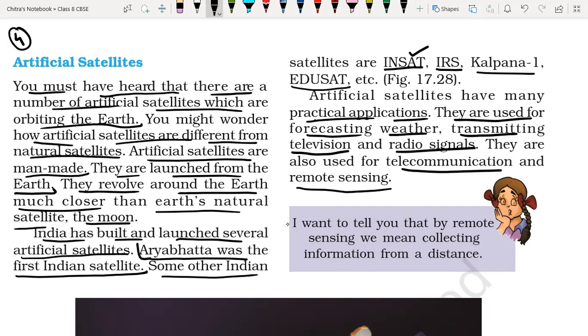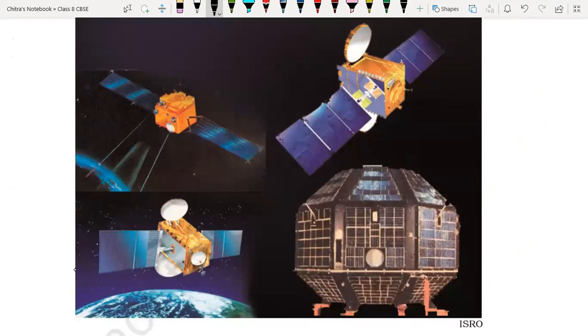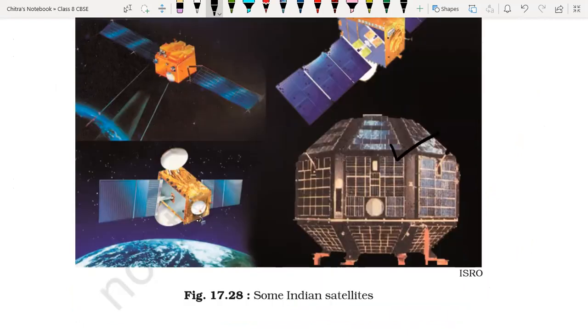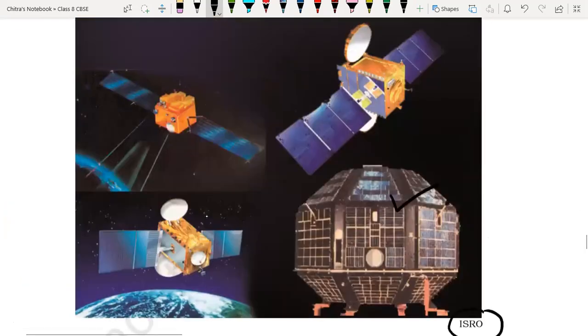So see here, this is the Aryabhatta, and these are the different satellites that we have in space. These are launched by ISRO, the Indian Space Research Organisation. So here we have completed the chapter called Stars and the Solar System.